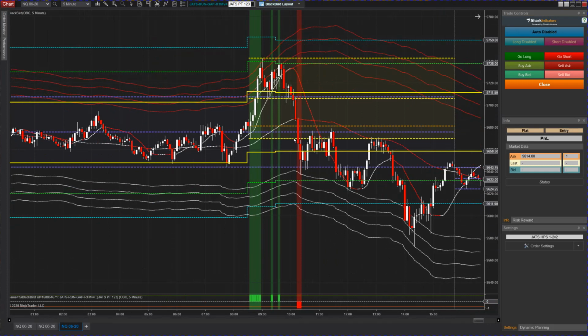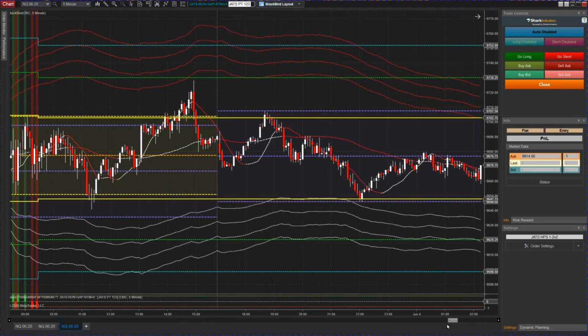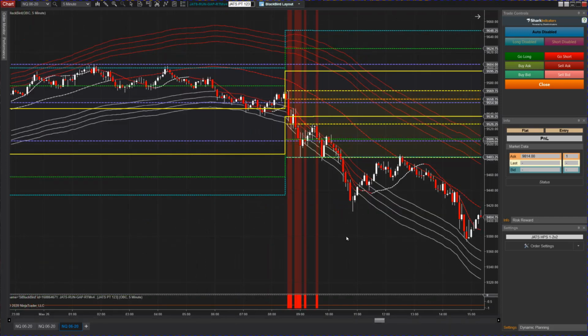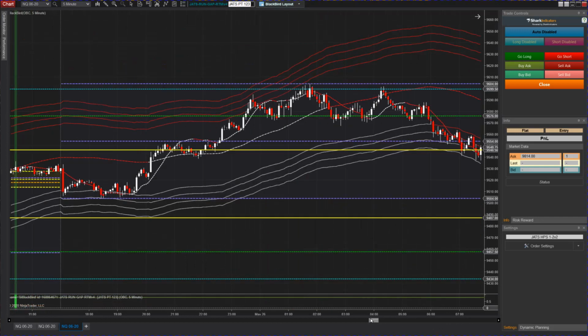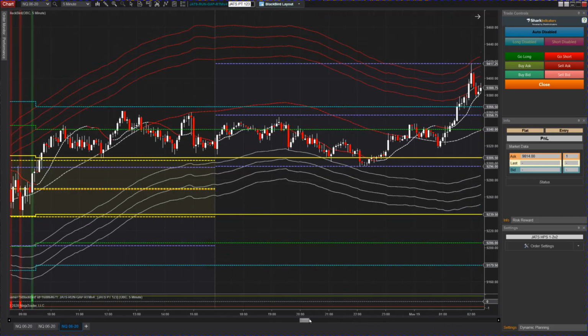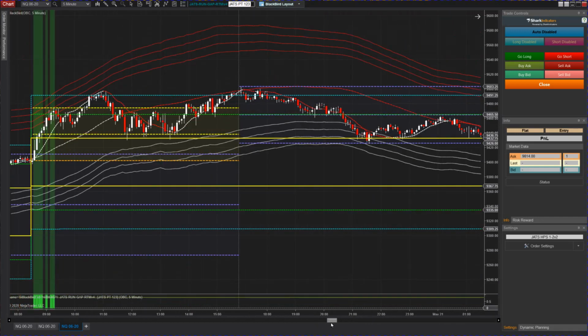pretty high probability. Here we got both of them, one and two. And then I just stop trading at that point, one and done. And one and two. One and two. Got it again. So that's what I'm trying to focus in off of the open.